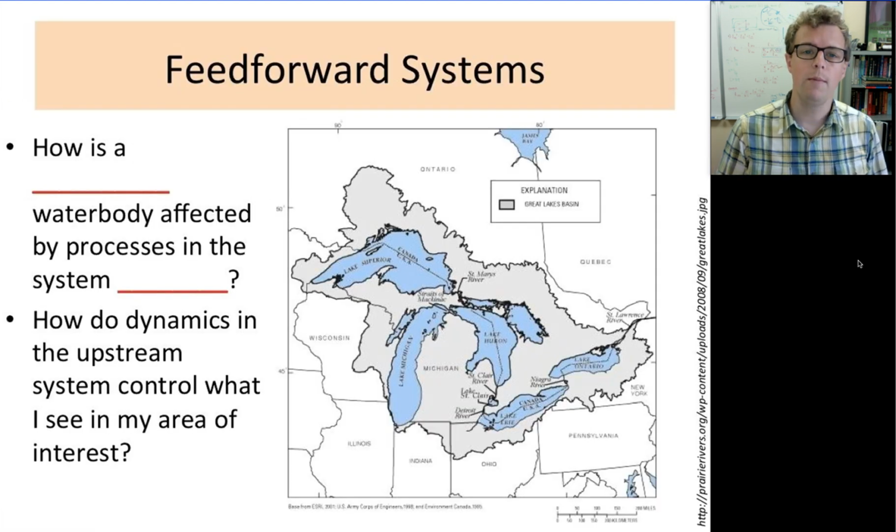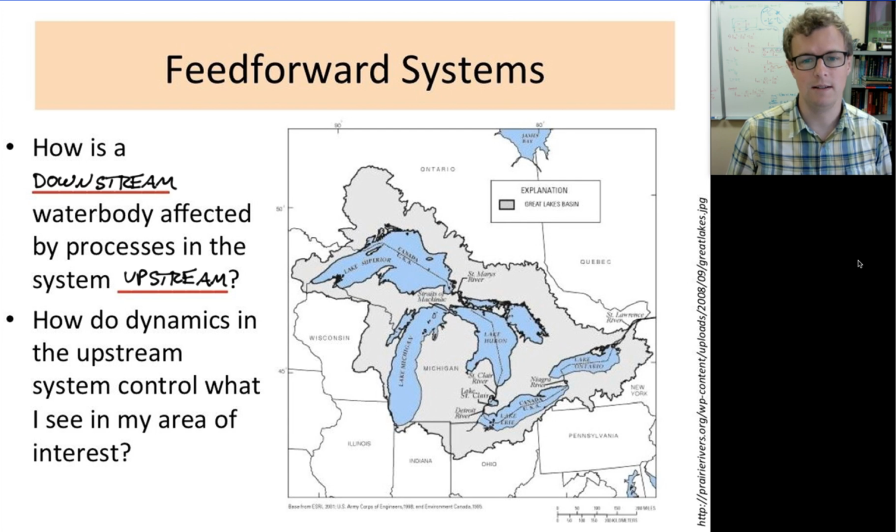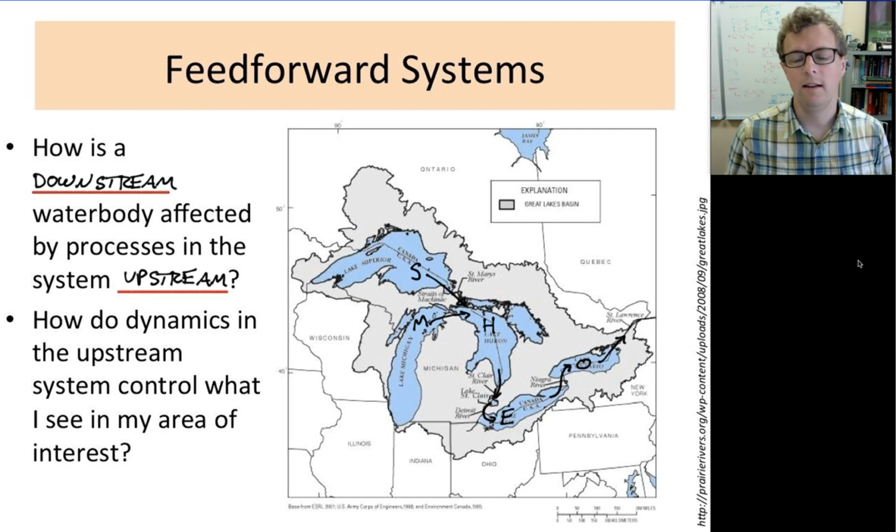And so when we think about feed-forward systems, what we're trying to answer is the question, how is a downstream water body impacted by processes that are happening upstream in the system? So in the example of the Great Lakes, where we've got Superior and Michigan flowing together into Huron, Erie, Ontario, and so on, it's easy to imagine that extensive pollution in Lake Michigan must have some impact on Lake Huron, Erie, Ontario, and down through the chain. The question is how? Up until now in class, we've dealt with a single CSTR, and so today we're going to investigate multiple CSTRs that are configured into a more complicated system.